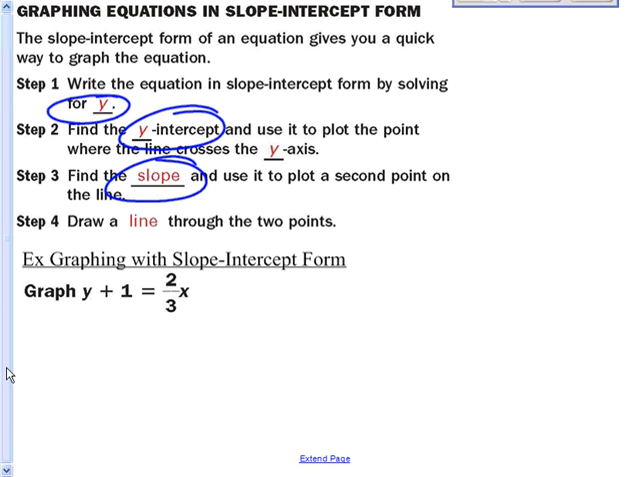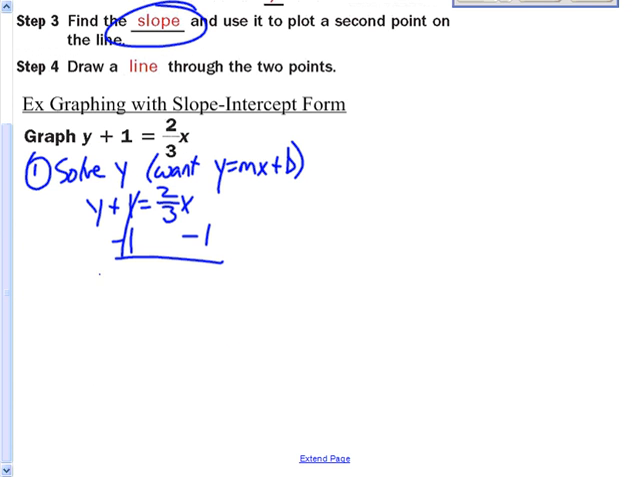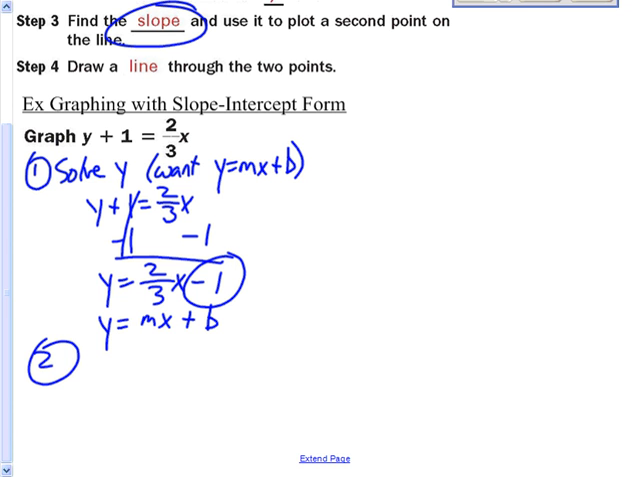So here we go. y plus 1 equals 2/3 x. Step 1, solve for y, because we want it in this slope-intercept form so that we can identify our slope and our y-intercept. So y equals 2/3 x minus 1. And you're looking at this, you're like, oh yeah, okay. My y-intercept, my b value, must be that negative 1. So that's step 2: identify b. My b equals negative 1.